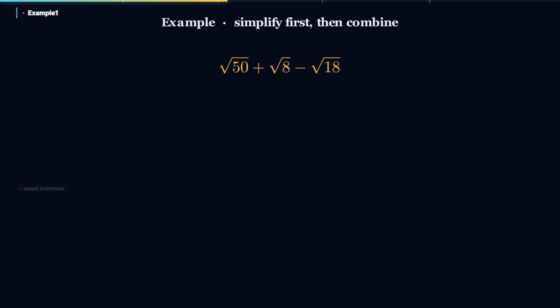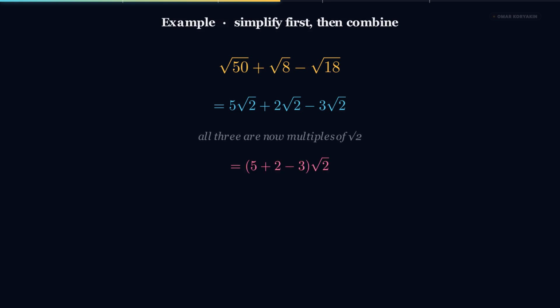Example 1. Simplify the square root of 50 plus the square root of 8 minus the square root of 18. The radicals look unlike at first, but each one simplifies to a multiple of the square root of 2. Simplify each radical. Square root of 50 equals 5 root 2, since 50 equals 25 times 2. Square root of 8 equals 2 root 2. Square root of 18 equals 3 root 2.